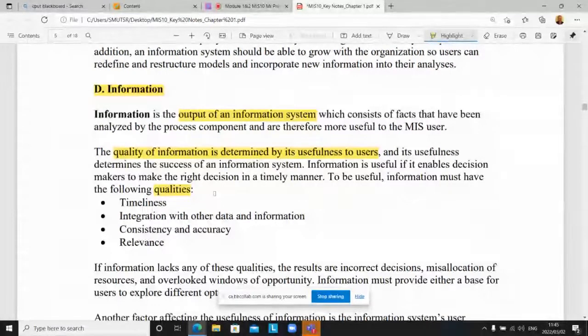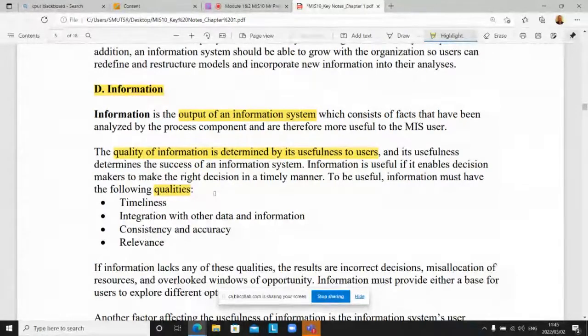Consistency and accuracy. If it is not accurate, then again it is rubbish. There's something we call GIGO, G-I-G-O, which is garbage in, garbage out. And that is a term used in the computer industry. If you are going to feed garbage into a computer, it will only spit out garbage. And that is something that we don't want.